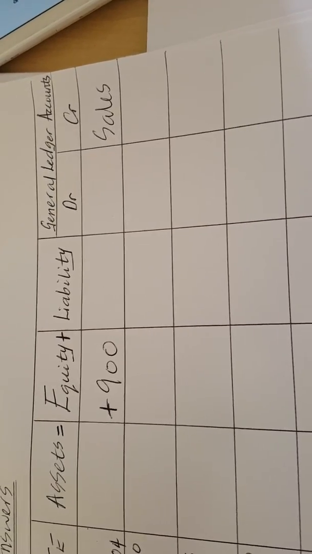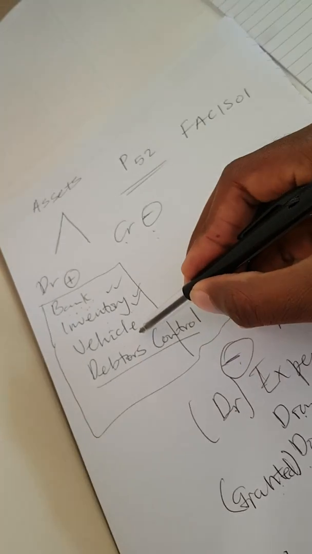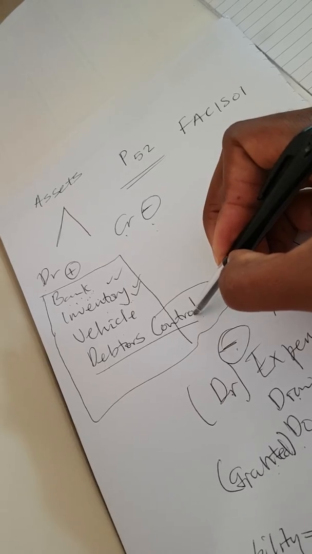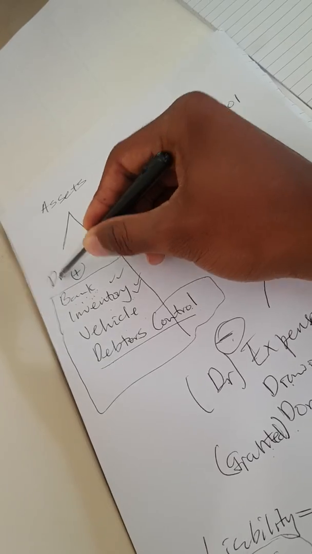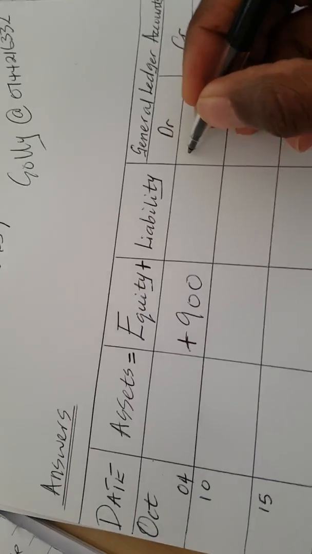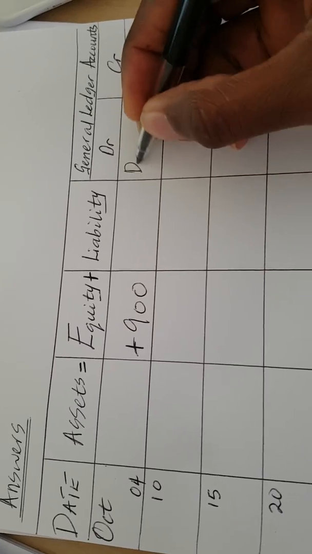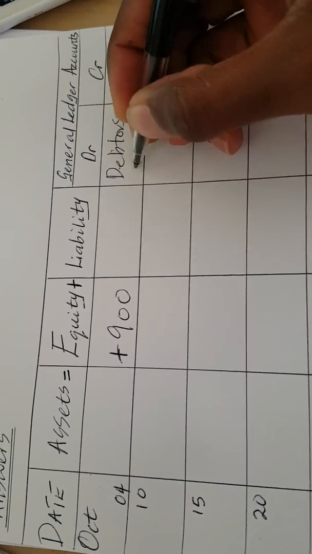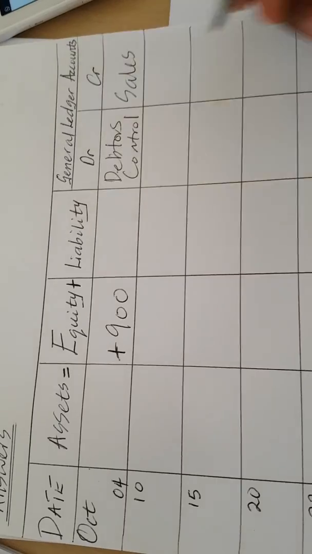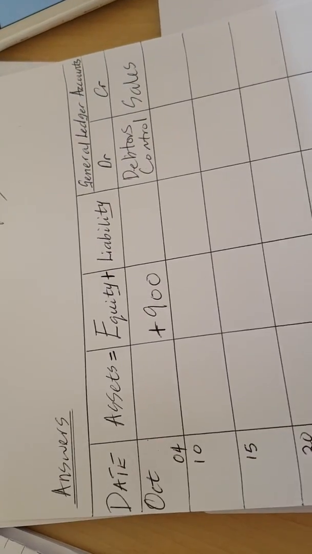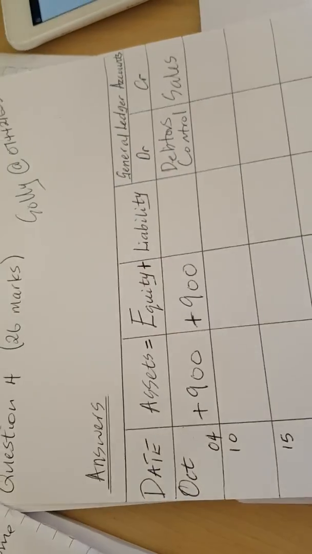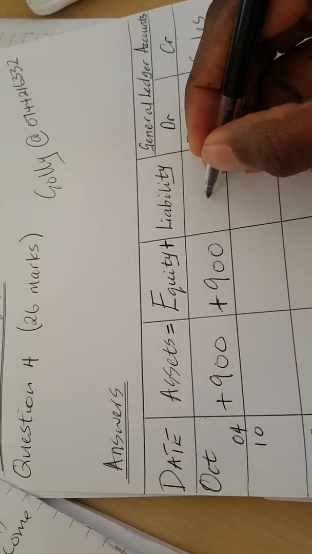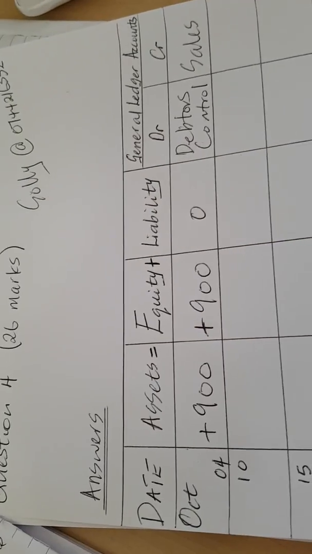So what are you going to do? You will say, since debtors control is an asset here, and you rendered a service on credit, it means the assets are increasing, so you debit the debtors control. So coming on the debit side, I say debtors control. Why am I debiting the debtors control? Because the assets will be increasing by the same amount of 900. That's all. And then there is no liability. You can put 0. So this is how we do it.